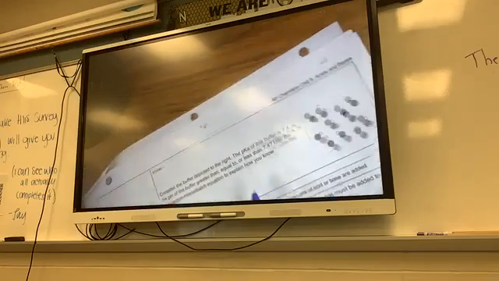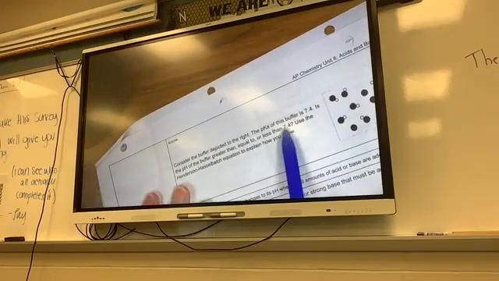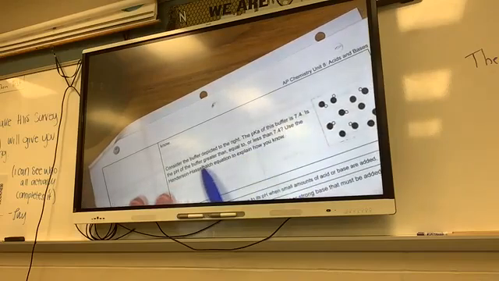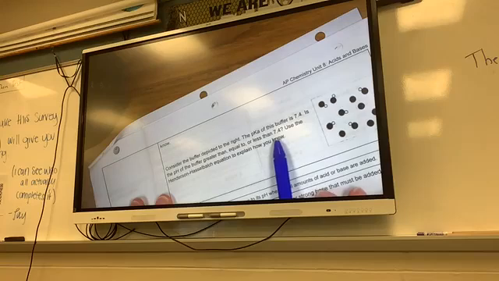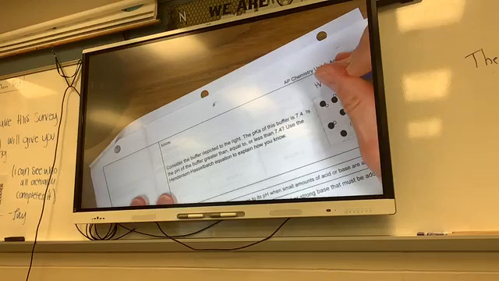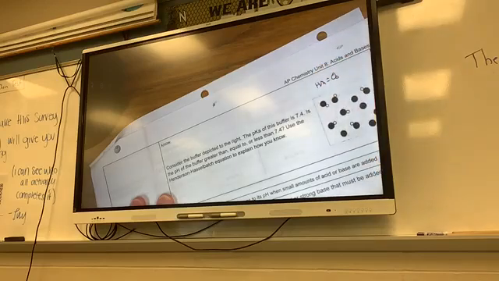Picture's important. Consider the buffer depicted at the right. The pKa of the buffer is 7.4. The pH of the buffer is greater than, equal to, or less than 7.4? So I have HA, which is equal to this, and I have A minus, which is equal to this. Count.